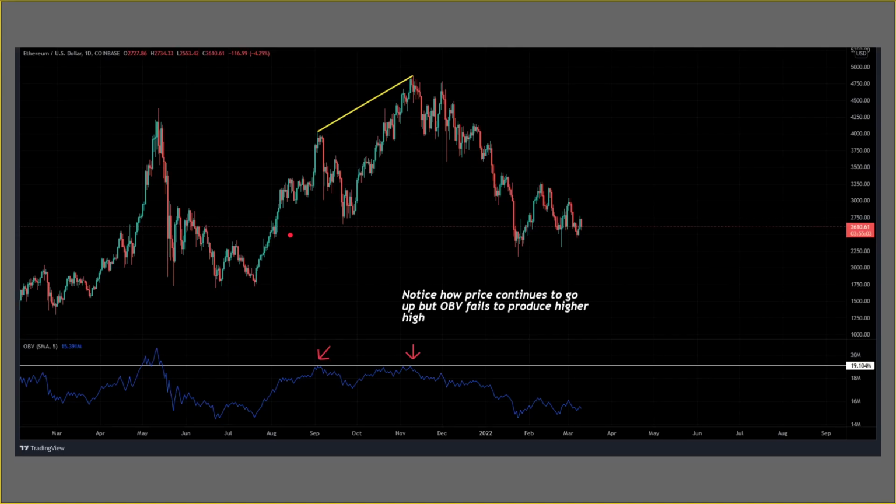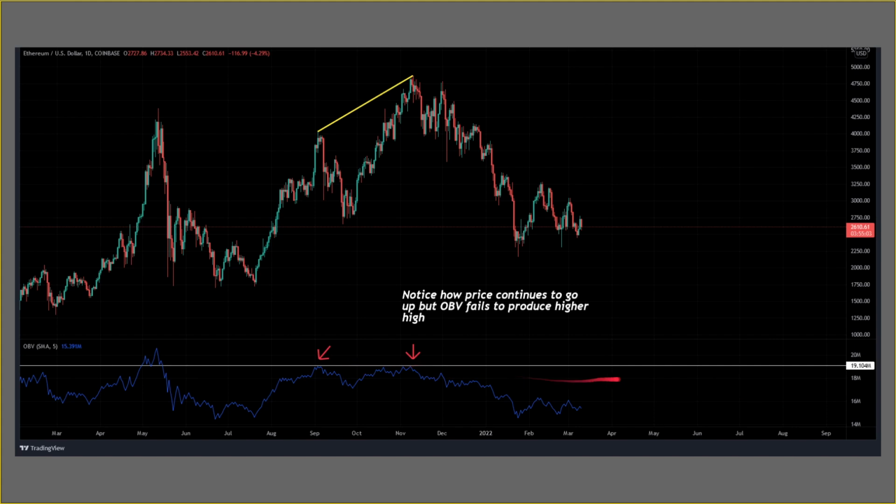Here's another example. Notice how price continues to go up, as we see here. This is Ethereum on the daily chart. Ethereum forming a high, coming back down, forming yet another high. Price continues to go up, but OBV fails to produce a higher high to correlate with that, and this is a very strong indication at this point.